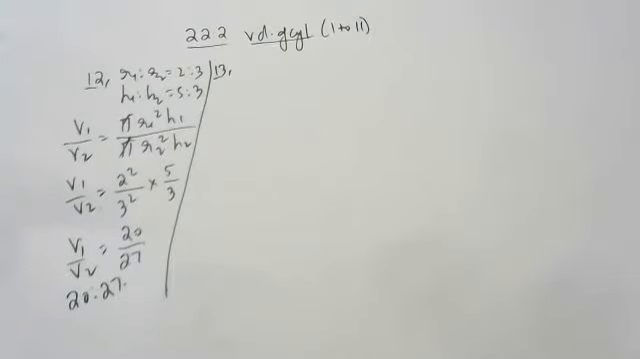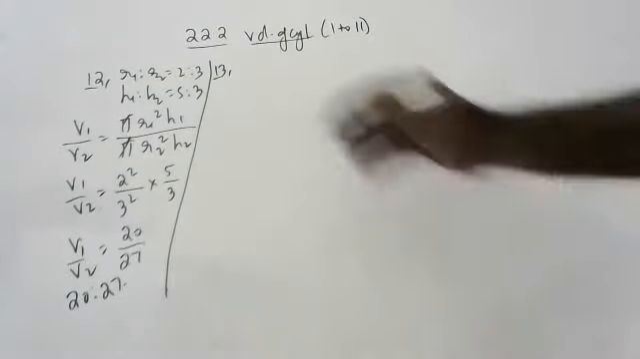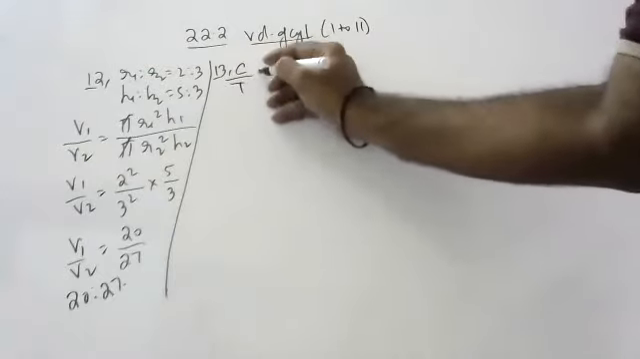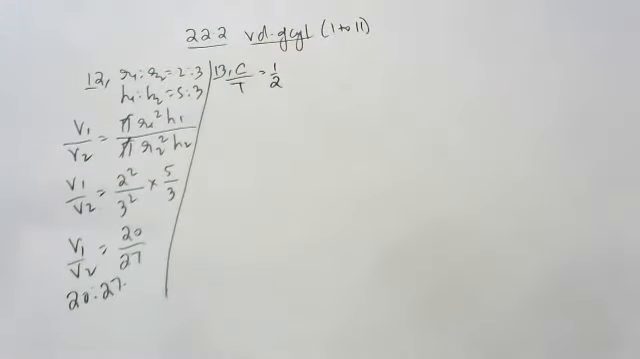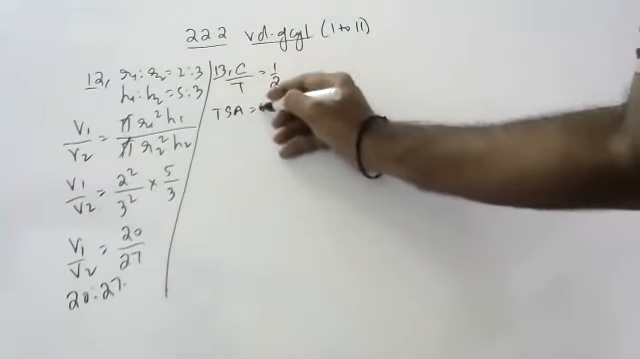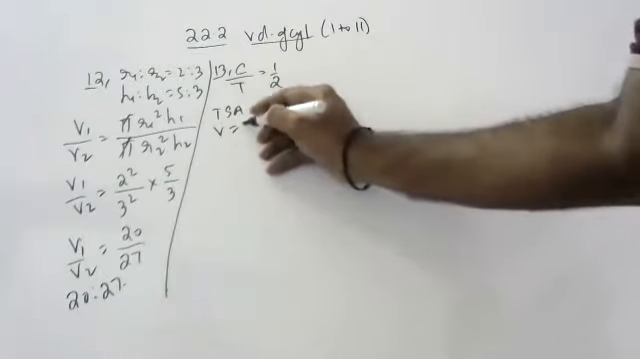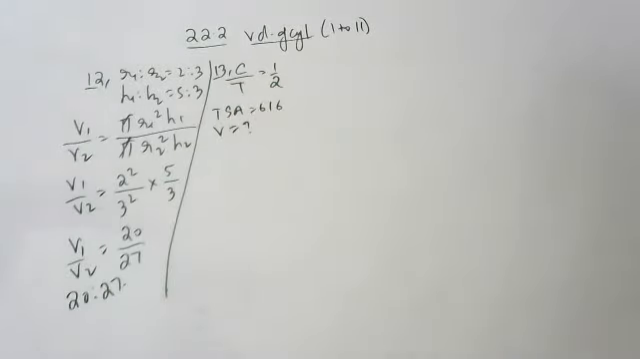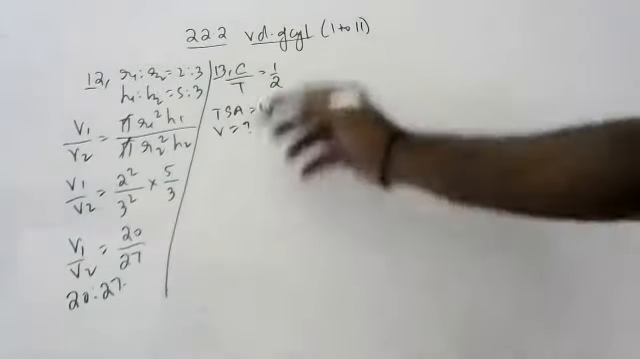Pravali, can you tell? The ratio of the CSA and TSA is 1 by 2, and find the volume if TSA is 616. Okay. Yes, Nana? Can you tell?